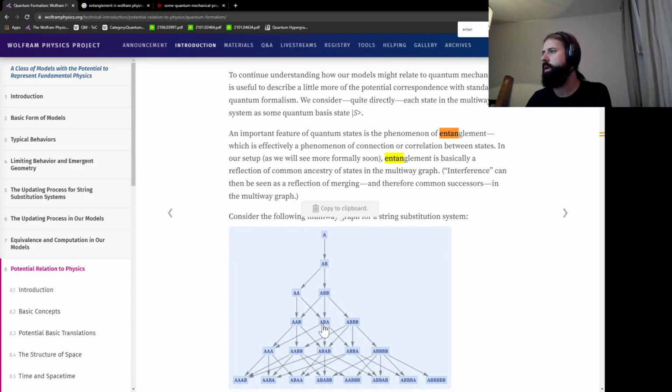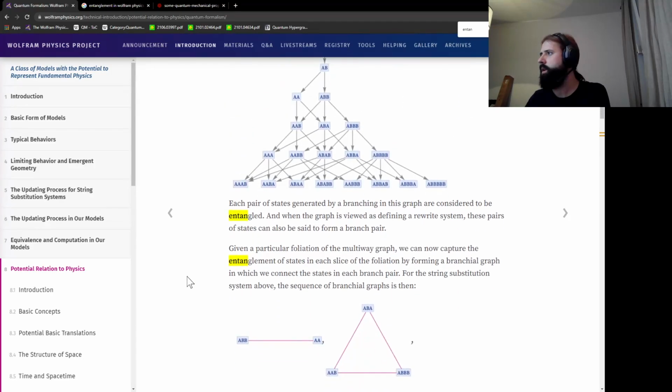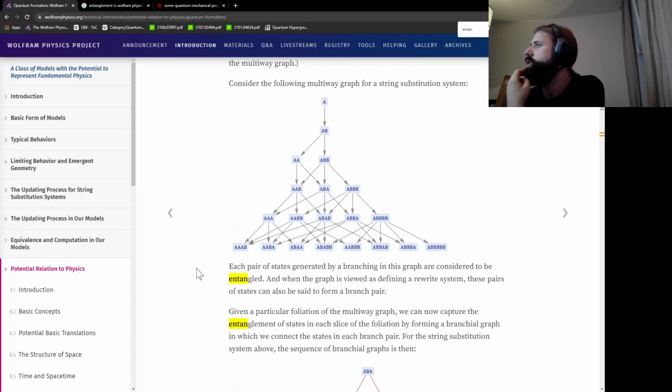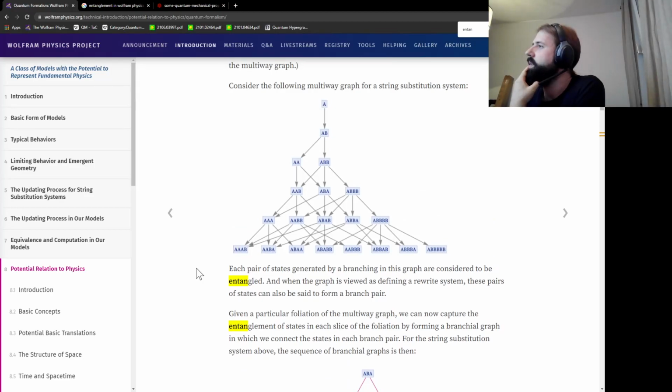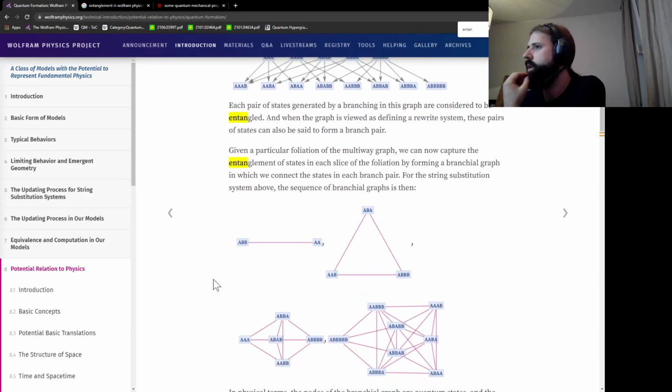But again, each of these things is supposed to be a basis state. That's what I remember, which is a bit hard to map to some concrete quantum computing example. That's what I'm trying to find, maybe.